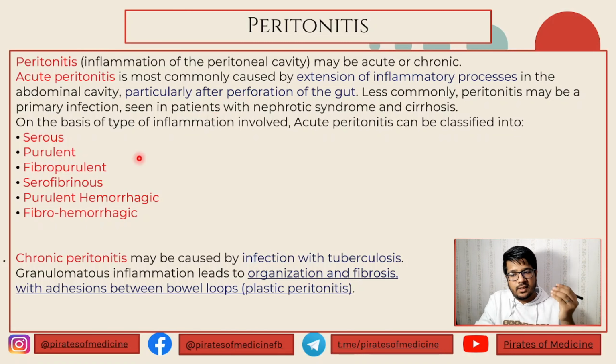So on the basis of the type of inflammation involved, acute peritonitis can be serous, purulent, fibropurulent, serofibrinous, purulent hemorrhagic, and fibrohemorrhagic. In serous, fluid is present in the peritoneum. In purulent, pus is present in the peritoneum. In fibropurulent, fibrin and pus are present. In serofibrinous, I think you understand, serous fluid and fibrin are present.